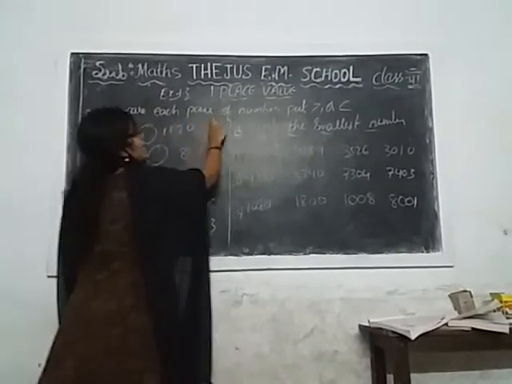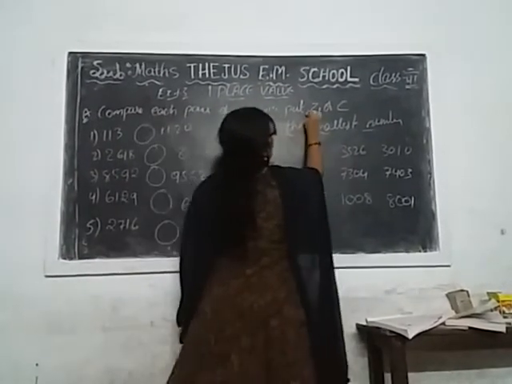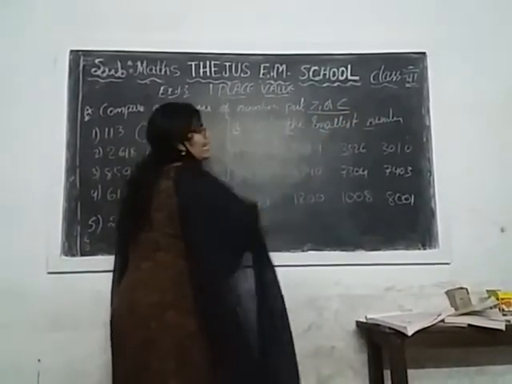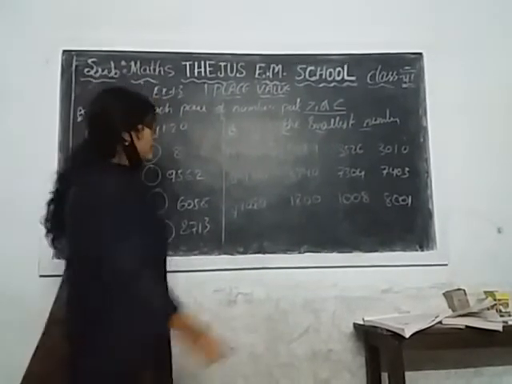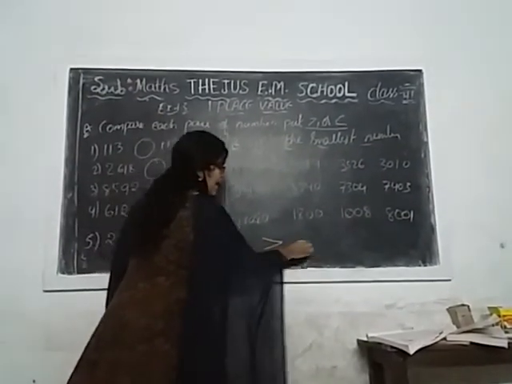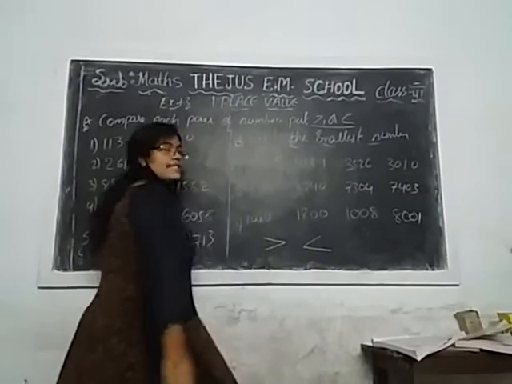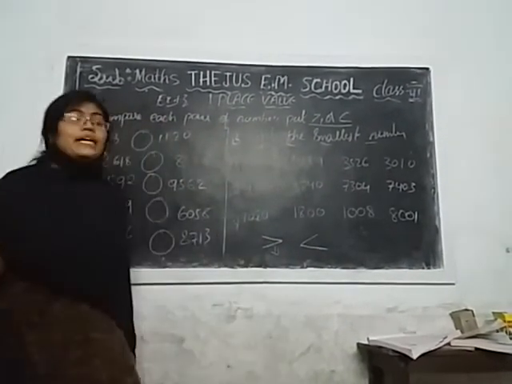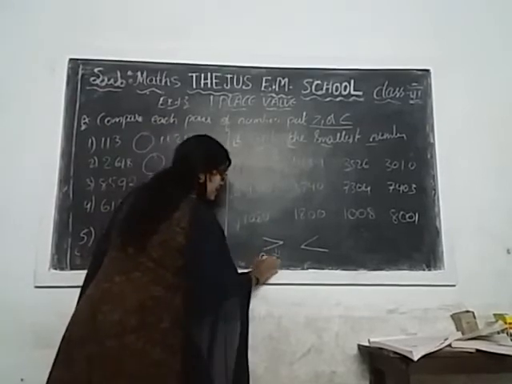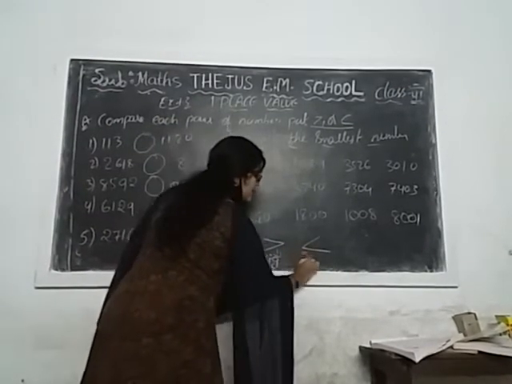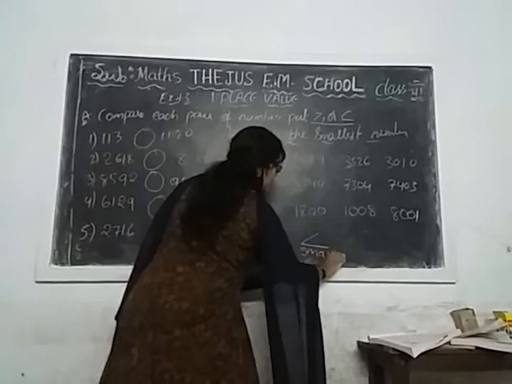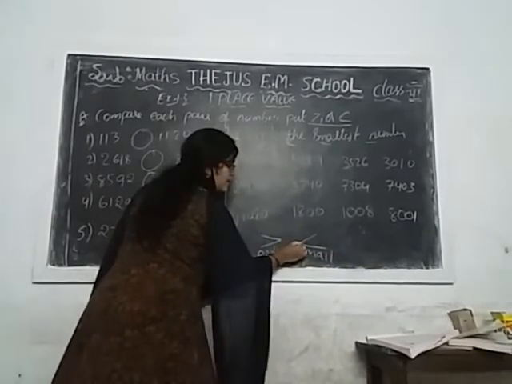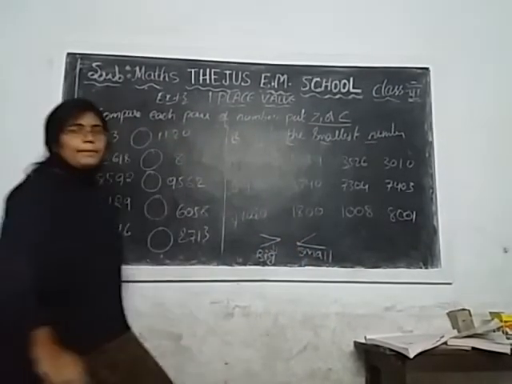Okay, compare each pair of numbers and put greater than or less than. So this is greater than, this is less than. Greater than means big number, less than means small number. The point is always in the direction of the small number.